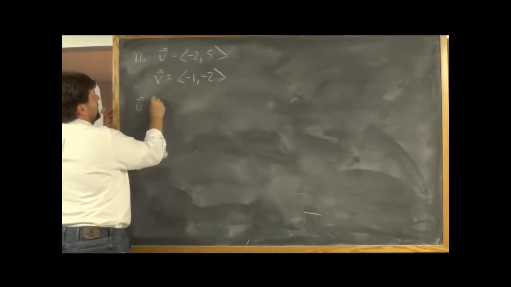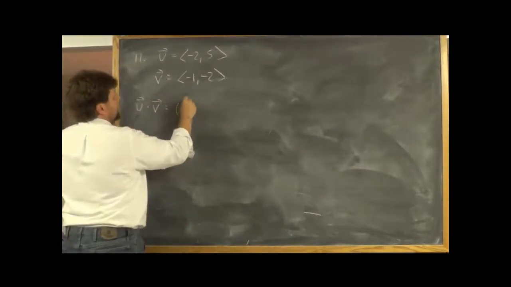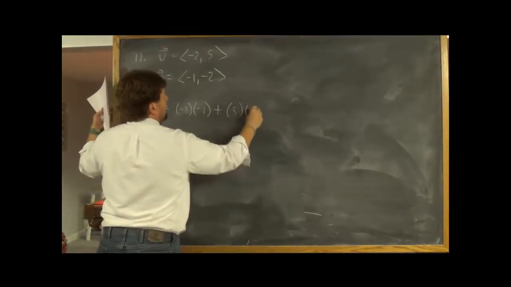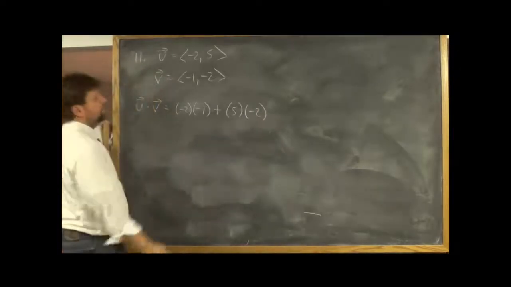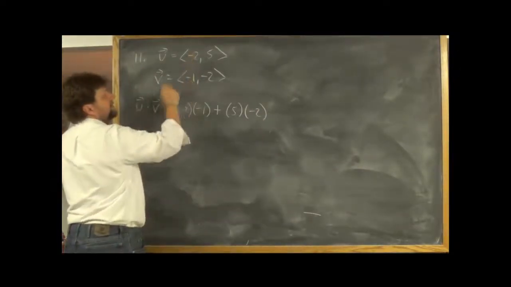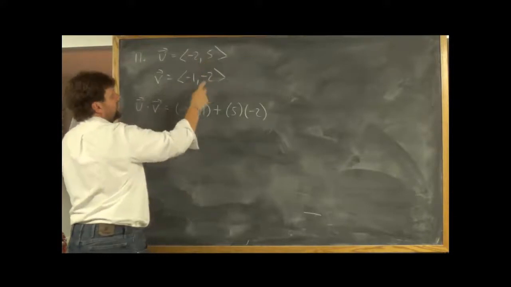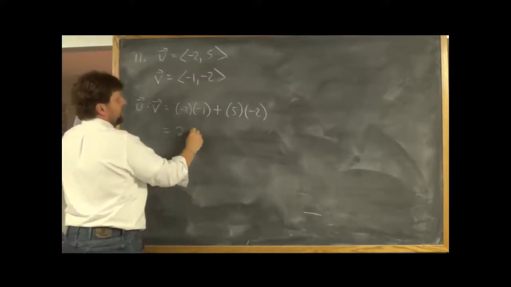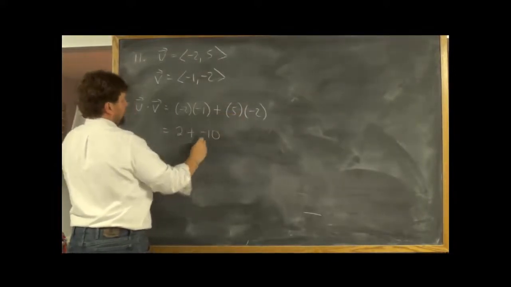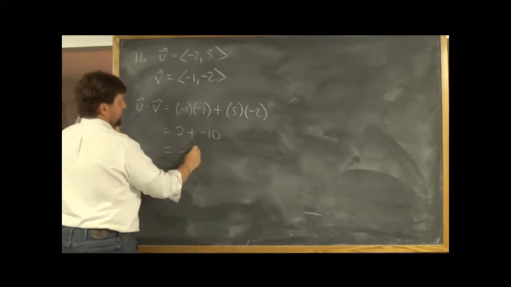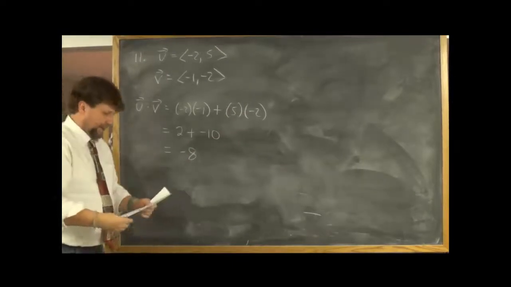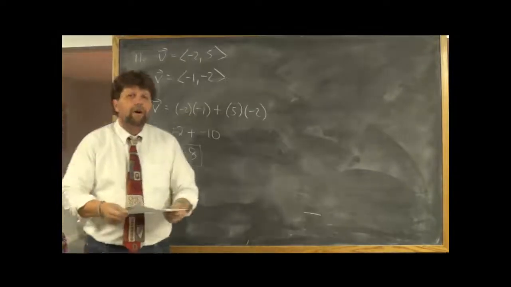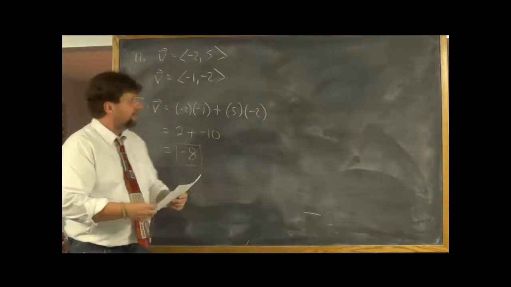u dot v. Here it's negative 2 times negative 1 plus 5 times negative 2. So the dot product is this times this plus this times this. Negative 2 times negative 1 is 2. 5 times negative 2 is negative 10. So we get the dot product to be negative 8. And that's it for the dot product. So hopefully that's what you got for number 11.